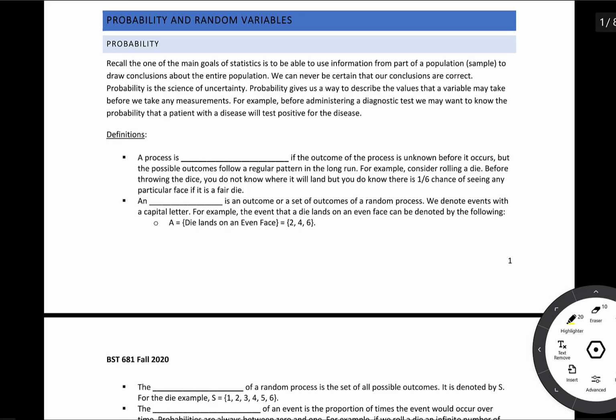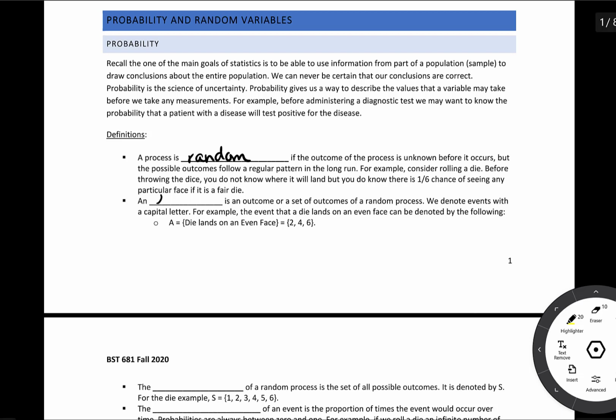Starting out with some definitions, we say that a process is random if the outcome of the process is unknown before it occurs, but the possible outcomes follow a regular pattern in the long run. For example, consider rolling a die. Before throwing a 6-sided die, you don't know where it's going to land, but you do know that if it's a fair die, there's a 1 in 6 chance of seeing any particular face. You're not going to see a 0 or a 100 or a 7 or a million. You know what the possible outcomes are: 1 through 6.